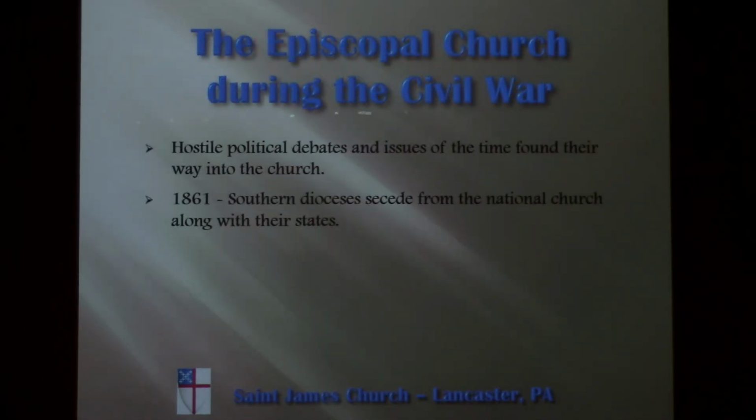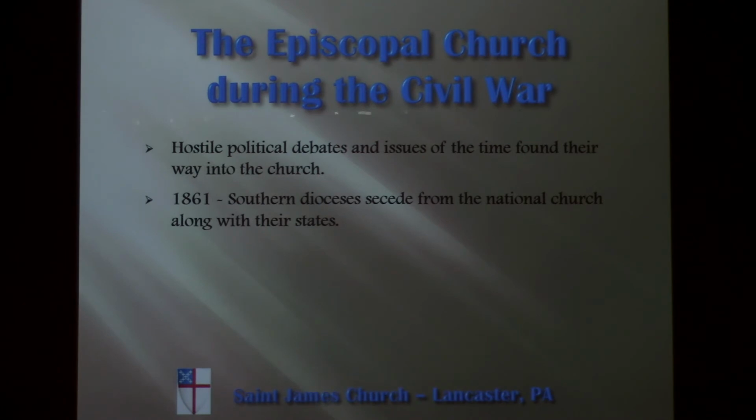And that sort of sets the stage for what the church was doing in the mid-19th century when we get to the Civil War. As we can imagine, there were hostile political debates around what the church was going to do. Is the church going to support slavery, as it would want to do in the South? Remember, Virginia is still a big center for the Episcopal Church. Or does the church want to resist slavery for all the reasons that we would easily recognize nowadays? It wasn't such an easy question to answer.